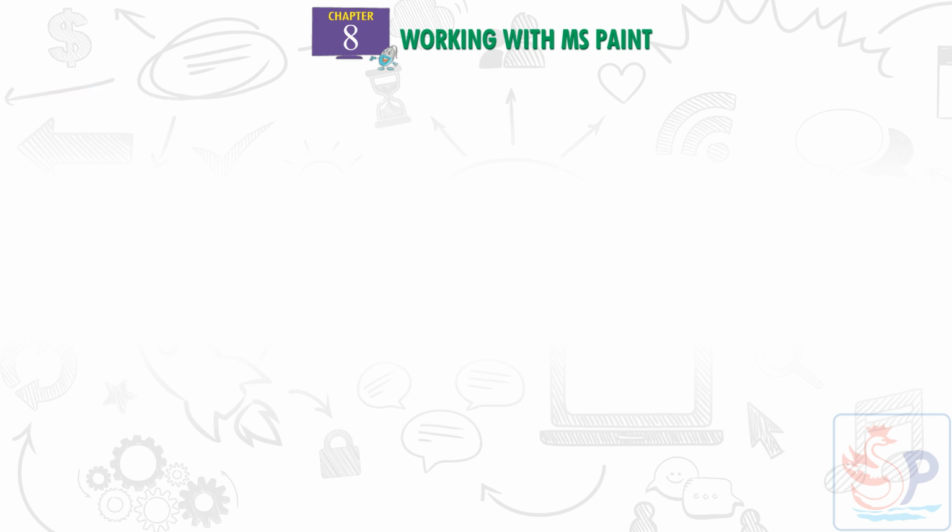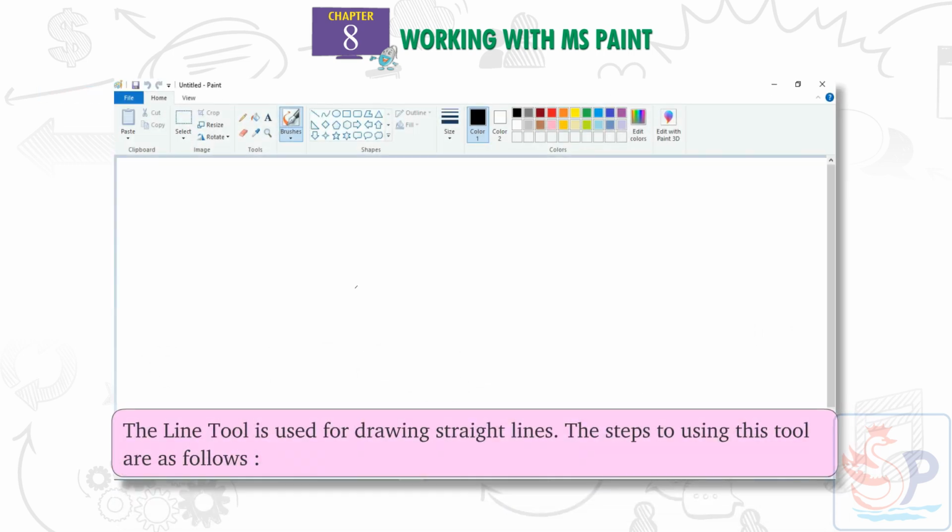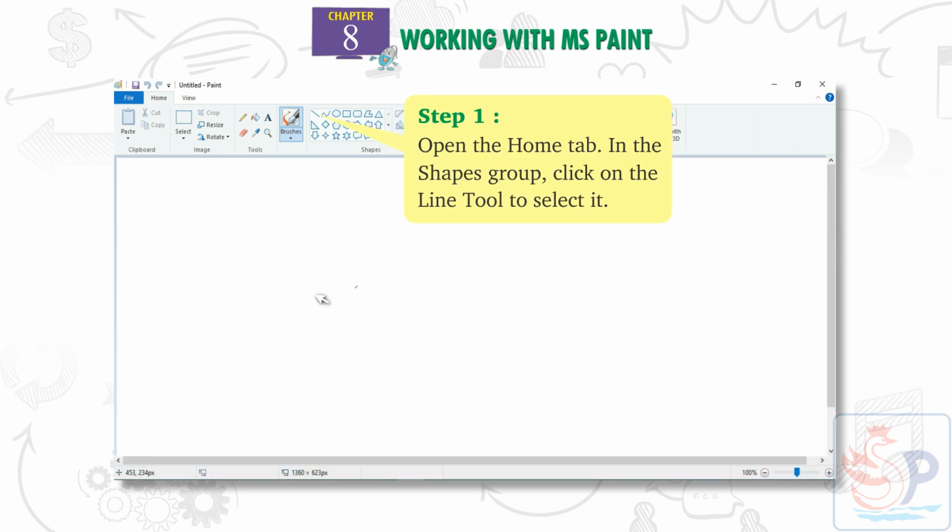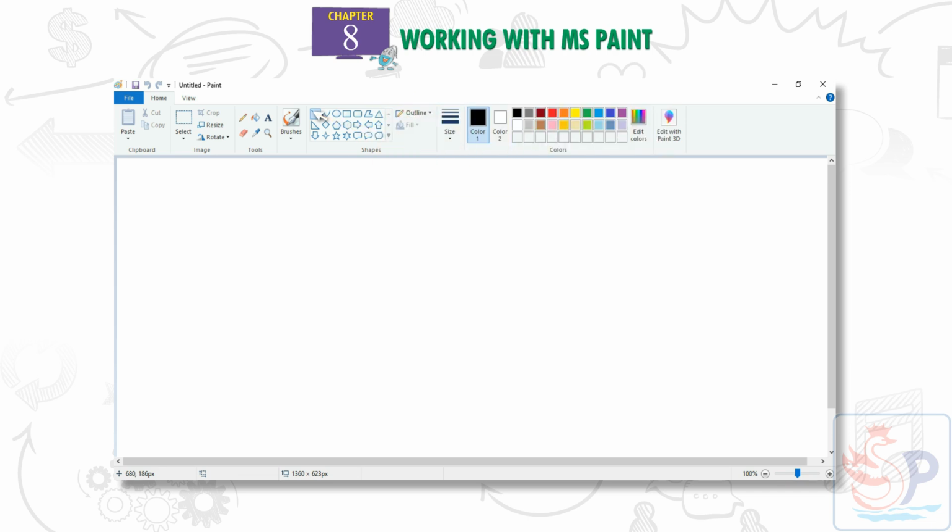Line tool. The line tool is used for drawing straight lines. The steps to using this tool are as follows. Step 1. Open the Home tab in the Shapes group. Click on the Line tool to select it.